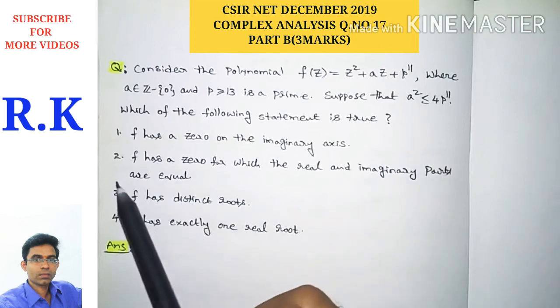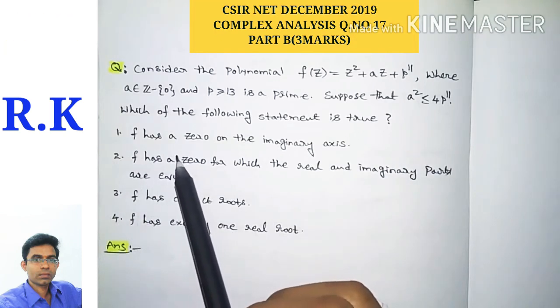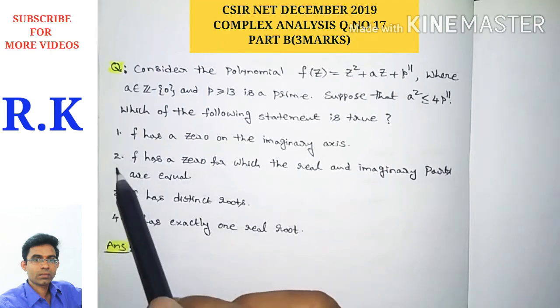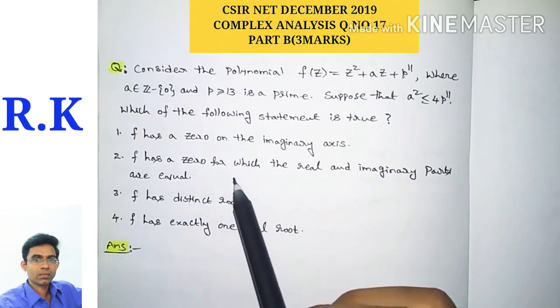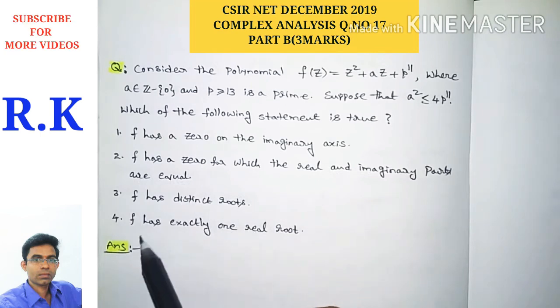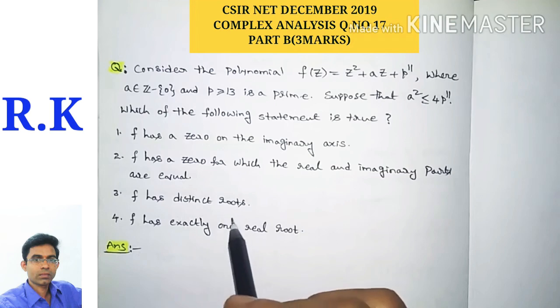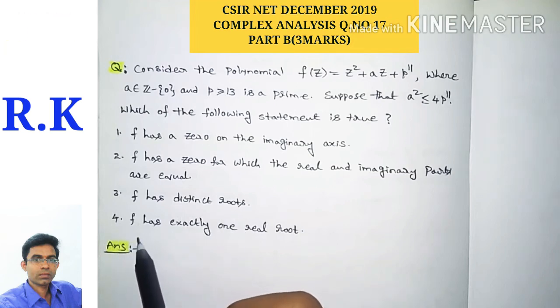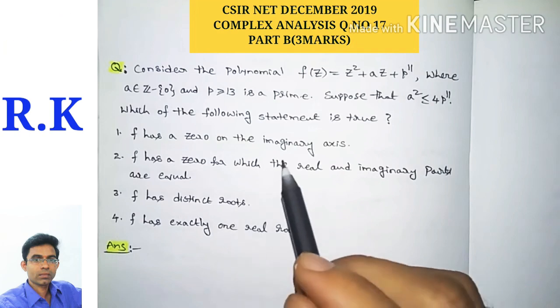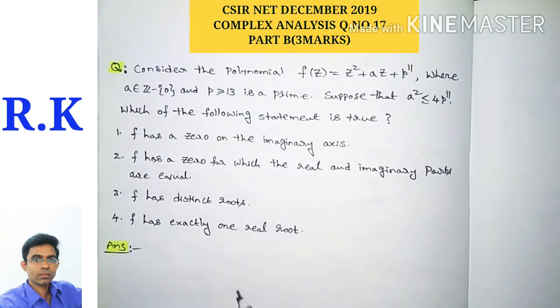So four options are: option number 1, f has a 0 on the imaginary axis. Option number 2, f has a 0 for which the real and imaginary parts are equal. Option number 3, f has distinct roots. And option number 4, f has exactly one real root. And we have to choose one correct option from these 4.